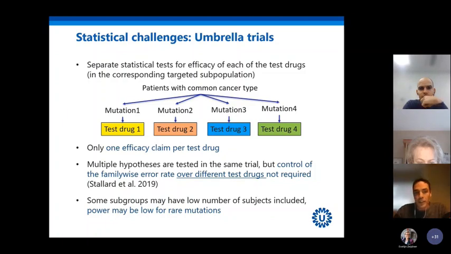A disadvantage here, and it's also something with the basket trials, is that the subgroups may be small, especially if you have rarer mutations. The numbers can be quite small, and then you have limited power to detect an efficacy of the drug. So that, I think, is the most important limitation of an umbrella trial.